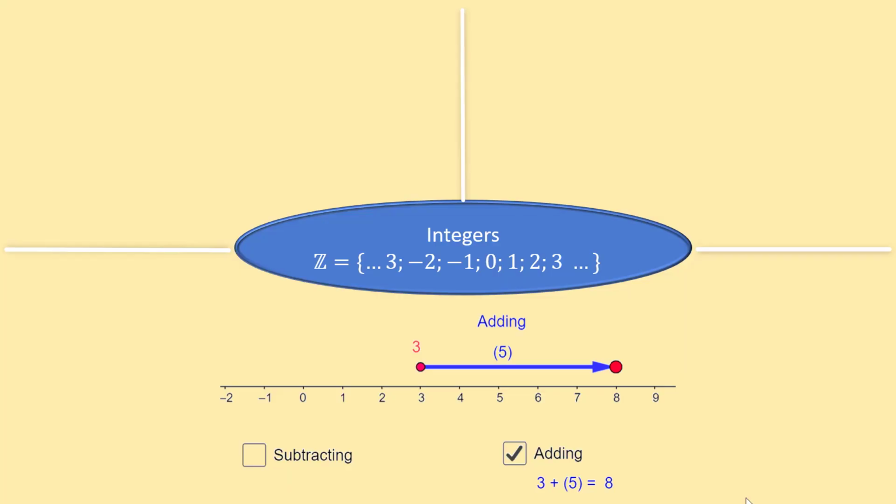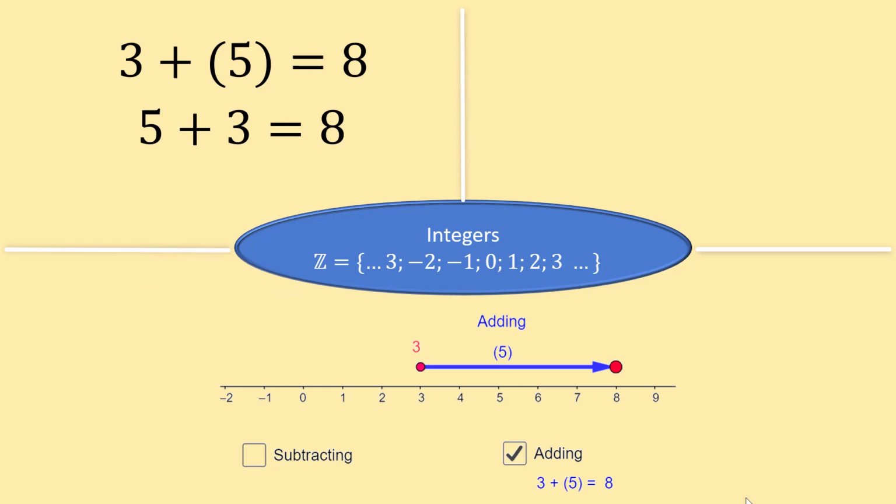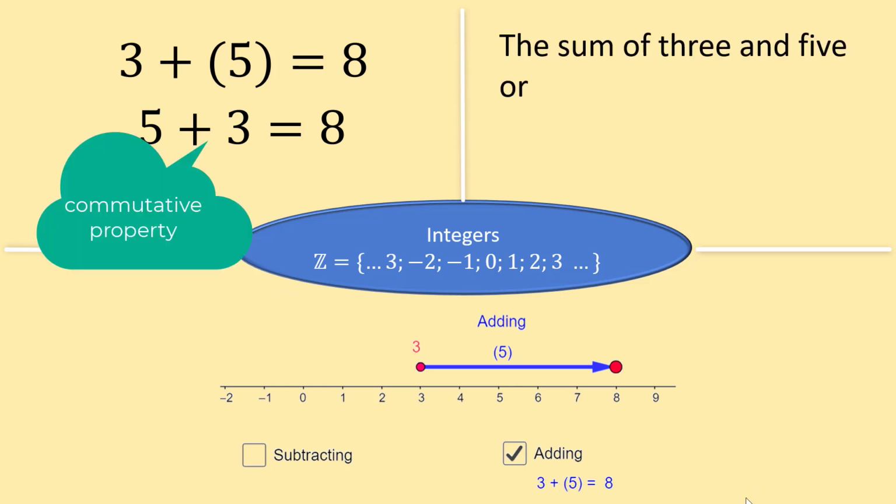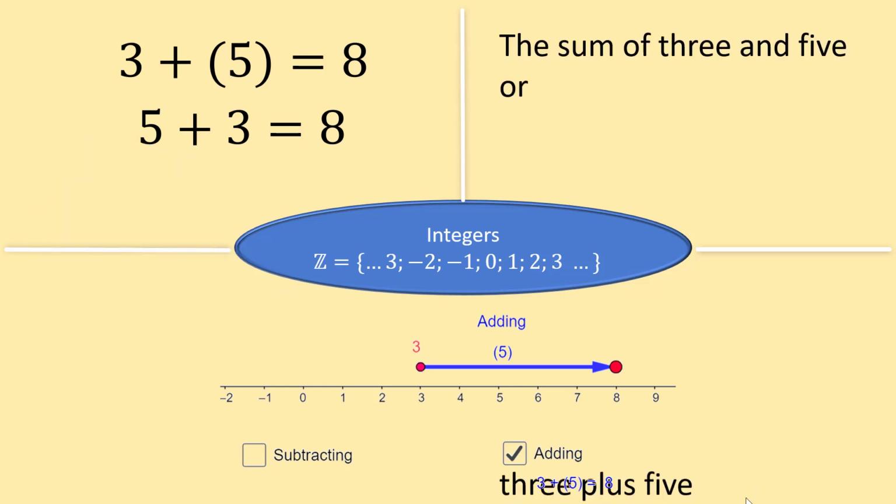Adding integers. I'm using 3 methods to show you how to add integers. I use math symbols, so it's 3 plus a positive 5, or just 5 plus 3 if we use the commutative property. In words, it's the sum of 3 and 5, or 3 plus 5. And on the number line, if you add a positive number, you move to the right.